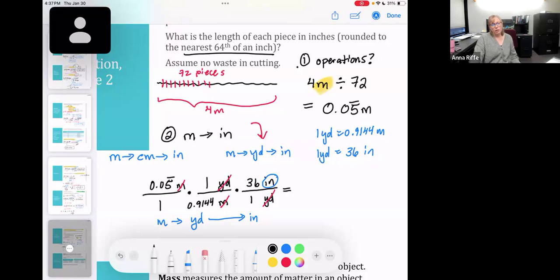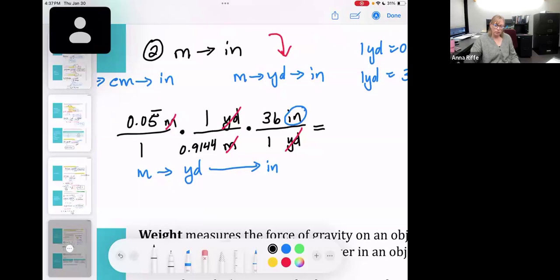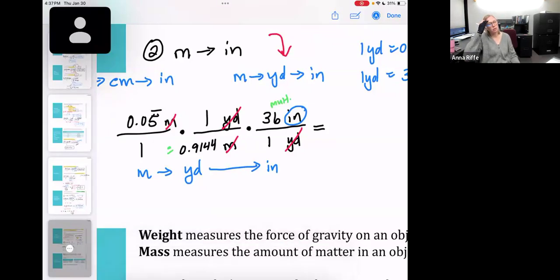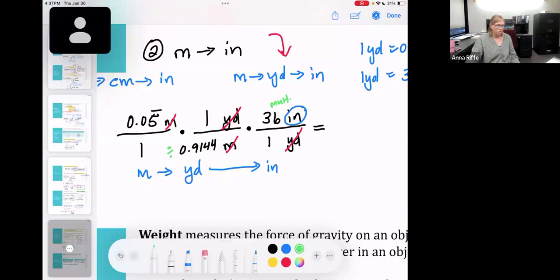And now I have to think about my operations again. It looks like the 0.9144 is in the denominator, so I want to divide by that 0.9144. The 36, however, is in the numerator. So this is a case where I do 2 different operations. I'm going to multiply by the 36. So I'm going to take the number that's in my calculator, divide by 0.9144, and multiply by 36. So let's do that.